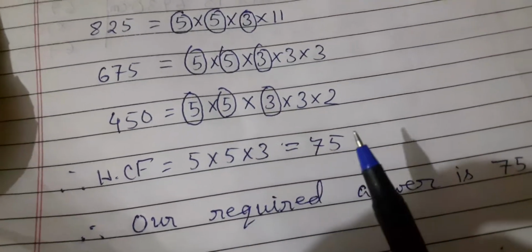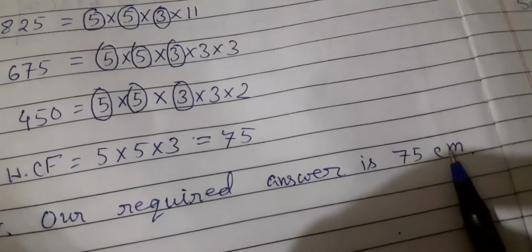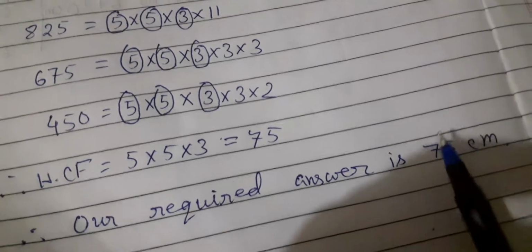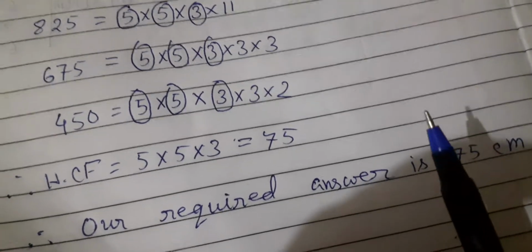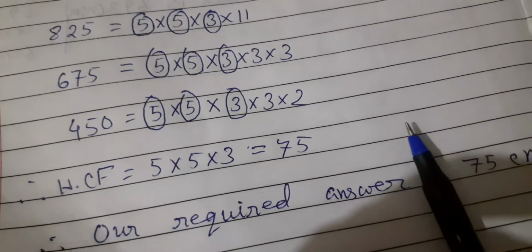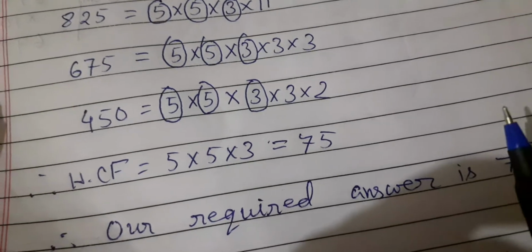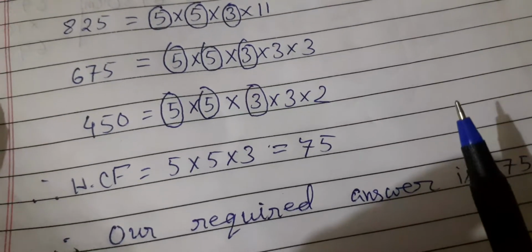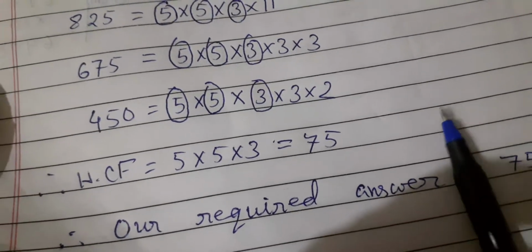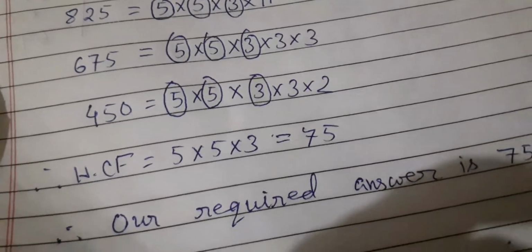Therefore, HCF is what? 75. Therefore, our required answer is what? 75 centimeter. That means what? The 75 centimeter tape we require to measure the 3 dimensions of the room, which are the length, breadth and height, which are 825, 675 and 450 respectively.